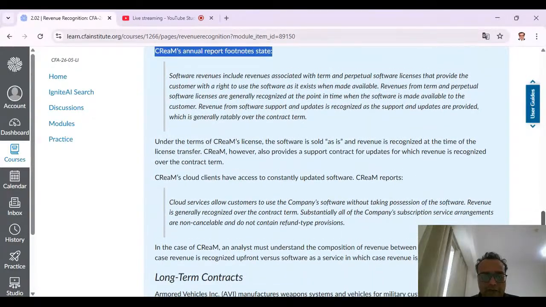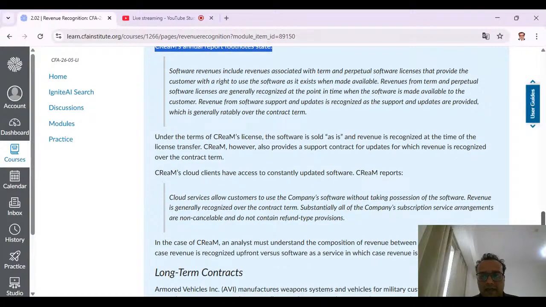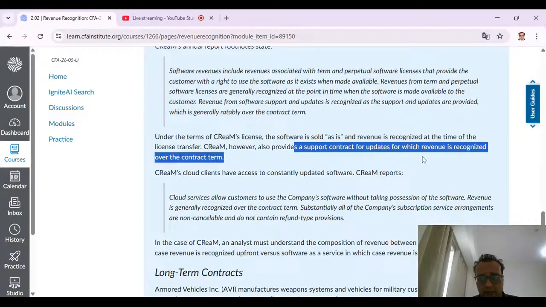Under the terms of the license, the software is sold as is and the revenue is recognized at the time of license transfer. However, if the company also provides a support contract for updates, this is recognized over the contract term.